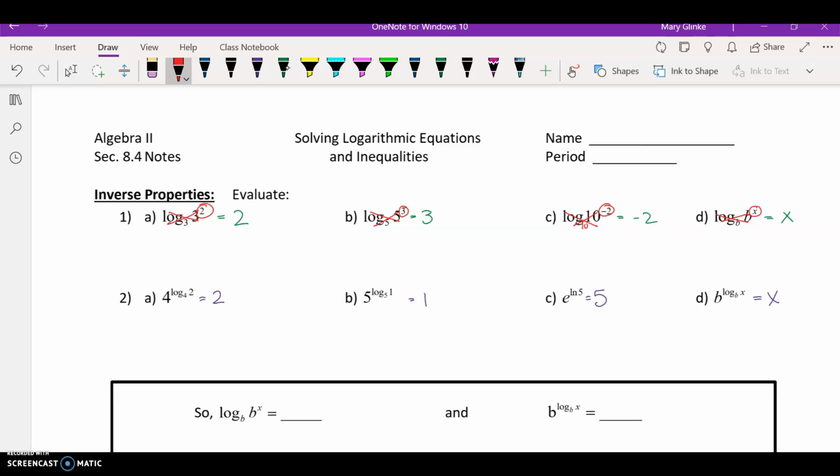Similarly, if you have 4 to the log base 4, those are going to undo each other, and you're left with 2. Same thing with each of these. Anything that has the base being raised to the log with the same base undoes itself, and you're just left with what's inside the log.